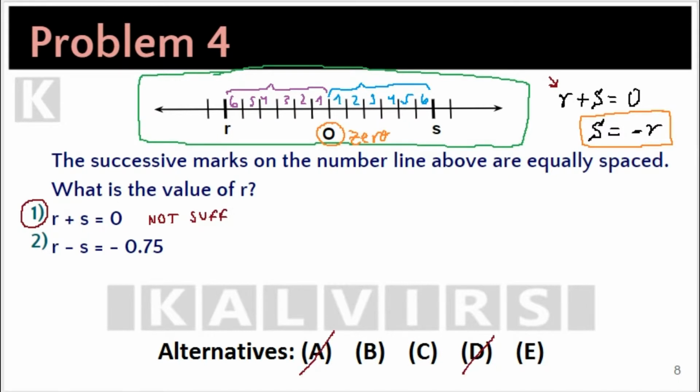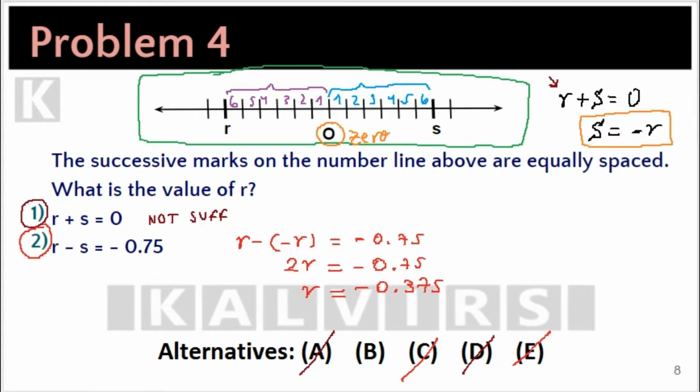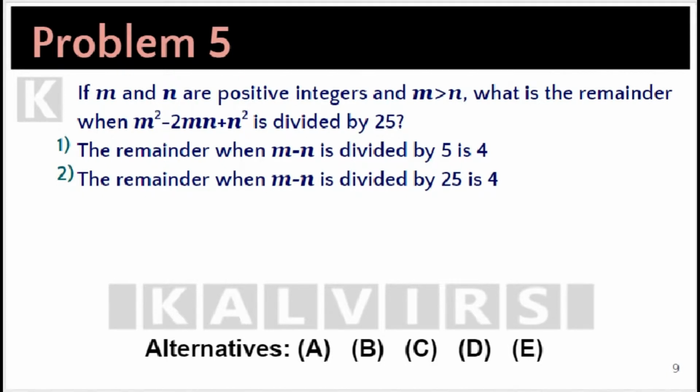Now from statement 2 alone, R minus S equals negative 0.75. We can replace S by negative R. Finally, solve for R. 2 times R equals negative 0.75. Divide everything by 2. The value of R is negative 0.375. Statement 2 alone is sufficient. Choices C and E are eliminated. Choice B is correct.